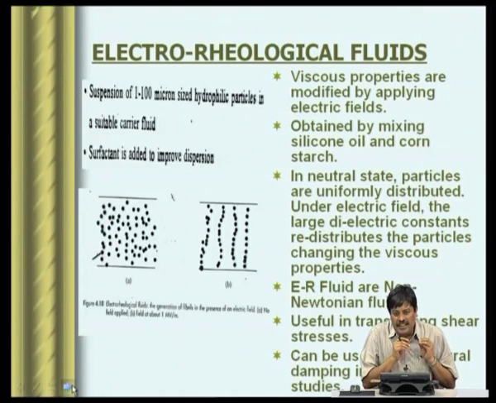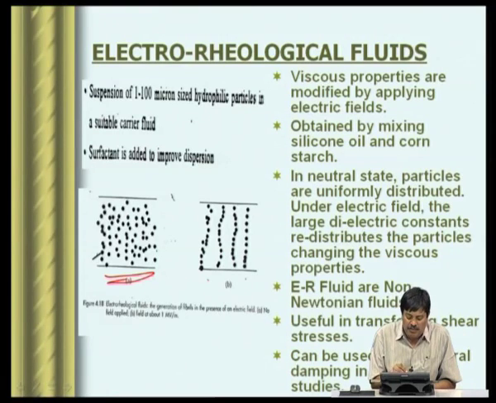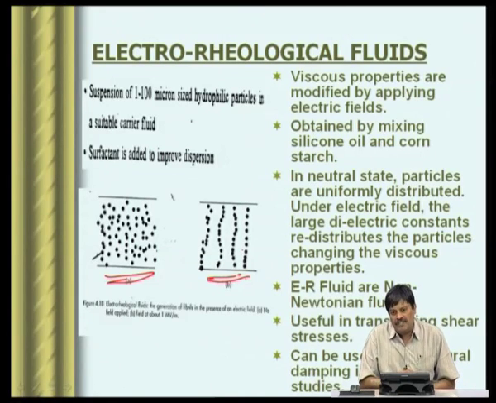So, when such an oil is made and a very high voltage is passed, the particles, originally distributed like this, get oriented on passing of the voltage. The silicone oil and corn particles orient here to actually change the viscosity of the structure. Basically, it is a non-Newtonian fluid, hence the analysis of this is much more difficult. However, it is extremely useful as a damping material for vibration control.